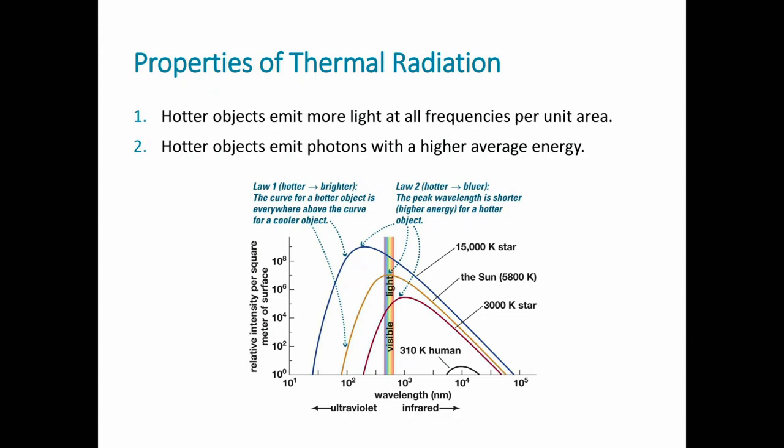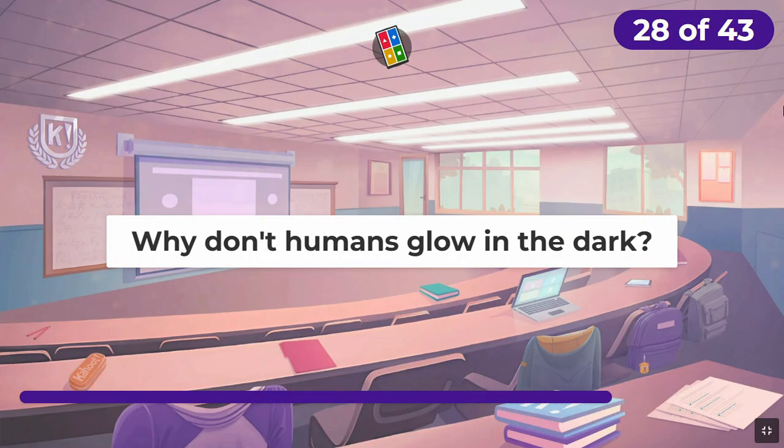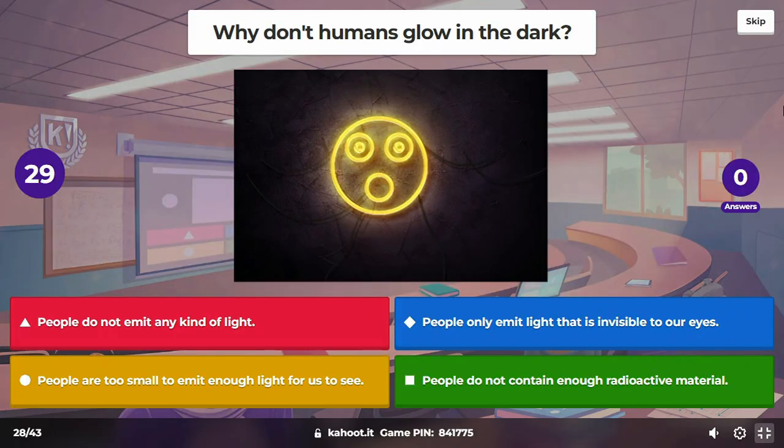And then you can do the same for objects that have really low temperatures, like humans emitting infrared light, but also planets will emit light in the infrared as well. So they don't do nuclear reactions, so they're not emitting light over the whole wavelength range, but they do have some temperature associated with them, and so they will emit some amount of photons. So if humans have a temperature and they emit light, why don't we glow in the dark?